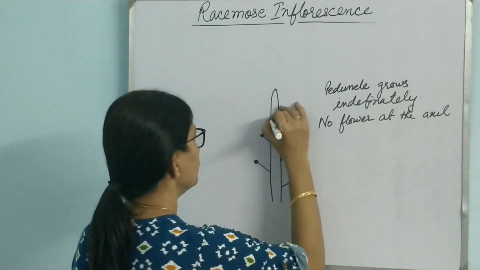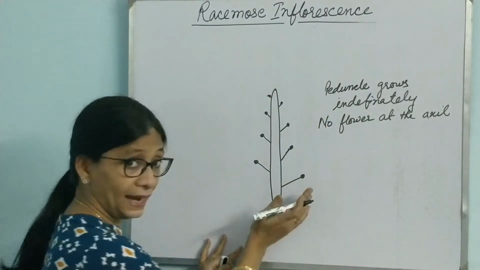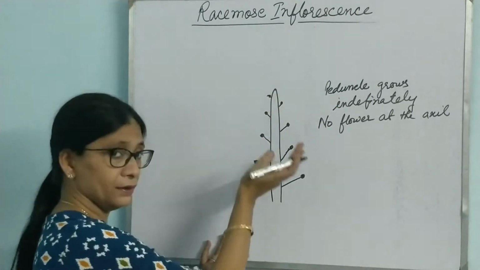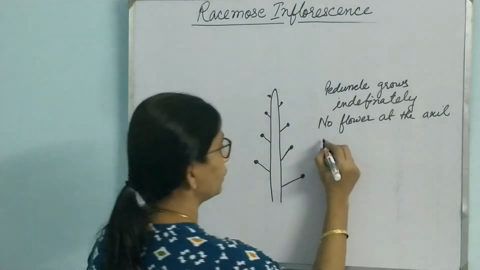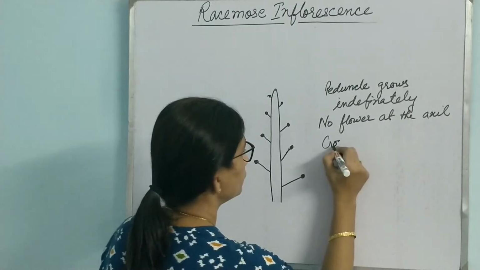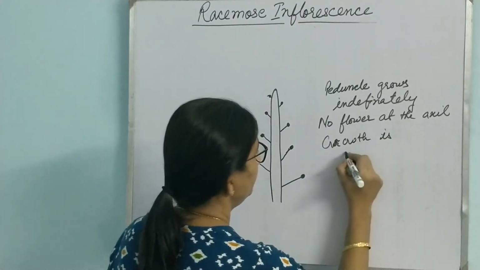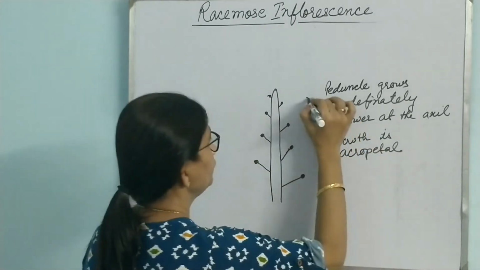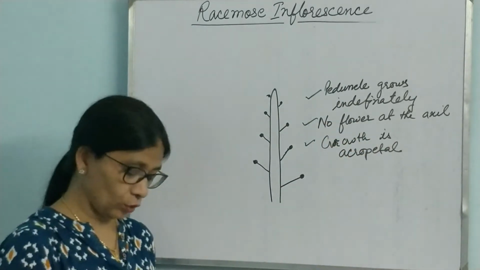The oldest flower will be at the lowest point, and as they grow, the younger flower will be on the top and the older flower will be at the bottom. Growth is acropetal. So these are the important points of racemose inflorescence.